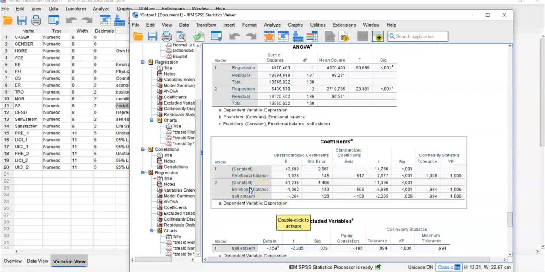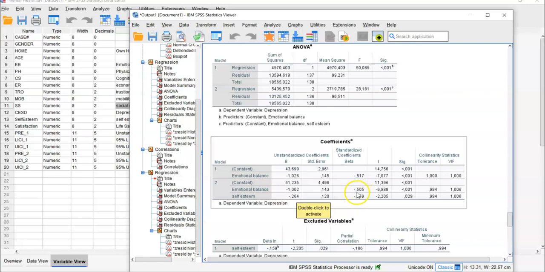And when you write the equation, you can take this constant: 51.2324, plus, and now you say minus 1.0, and then you write in parentheses emotional balance, and plus minus 0.26, and then in parentheses the self-esteem. So in fact, this model two only is the information to write your regression equation. So here also you have the beta.